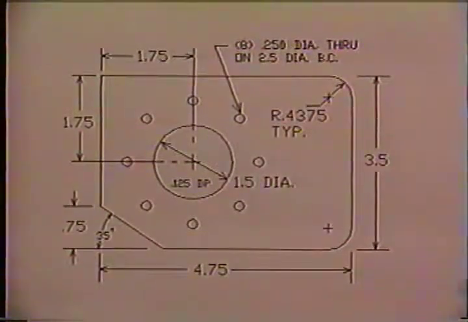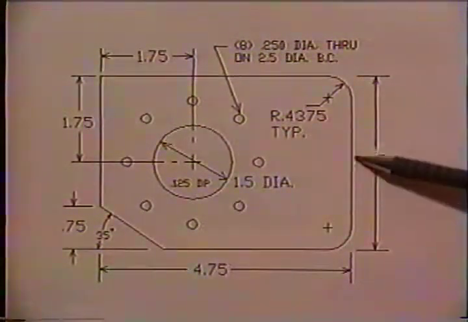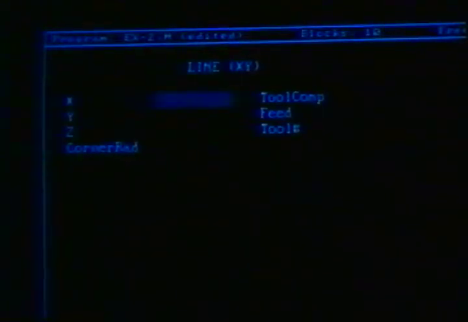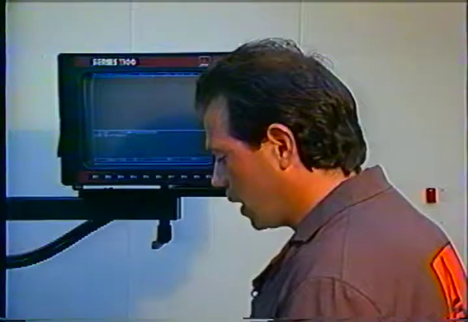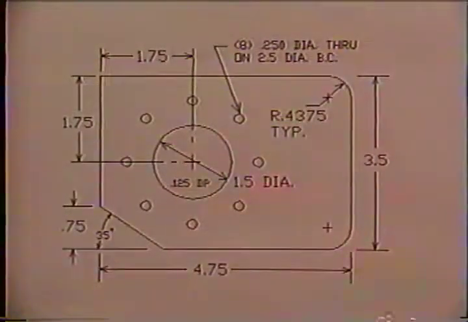Save that block. The next move, we need to move the Y axis in a linear fashion, so we'll select line. The X doesn't change, so I don't need to fill it in. The Y, we move to negative 3.5, and again we put a corner radius of 0.4375. Save that.